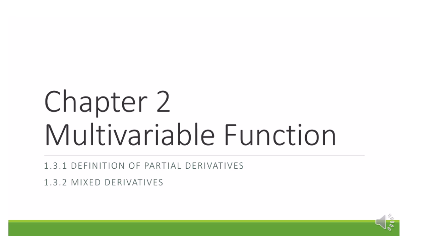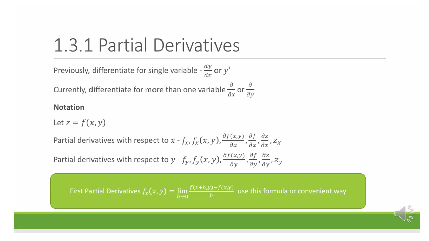Hello class, let's continue our lesson on chapter 2, multivariable functions: definition of partial derivatives and mixed derivatives. As you can see here, this is how we differentiate between the variables. Previously, for a single variable, we differentiate like this. This means differentiate with respect to x.